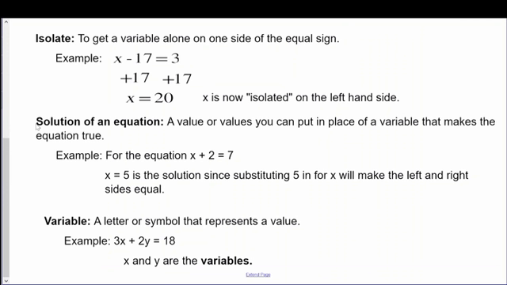And then lastly, we have what's called a variable, and variables are letters or symbols that are used to represent a value. And in our example, 3x plus 2y equals 18, x and y are considered the variables.